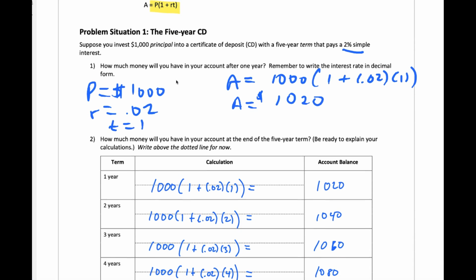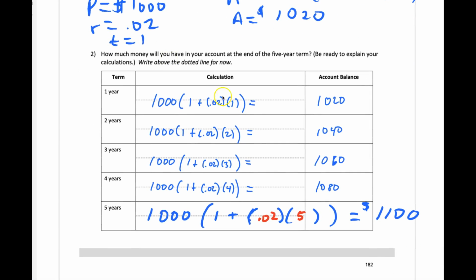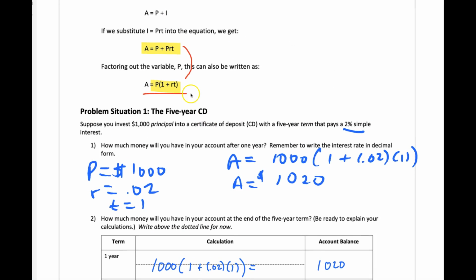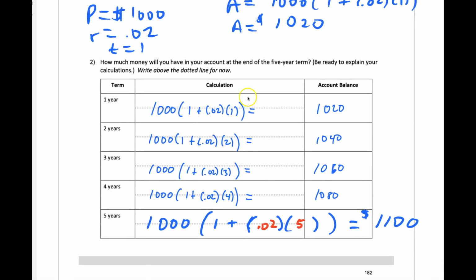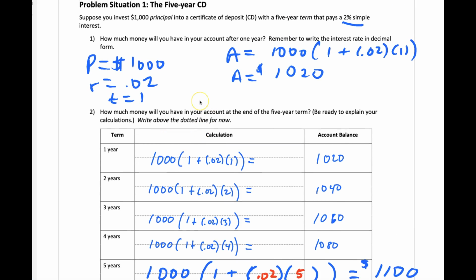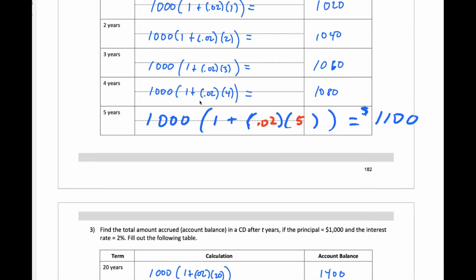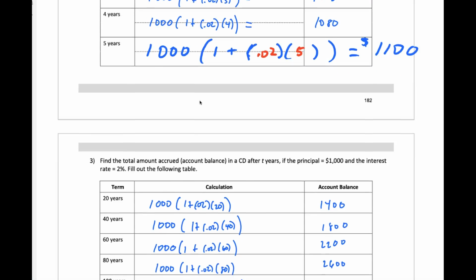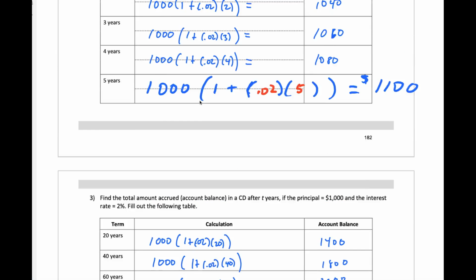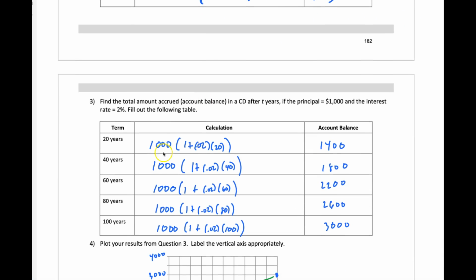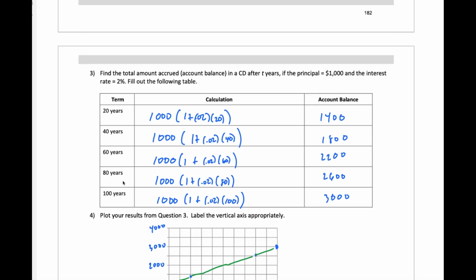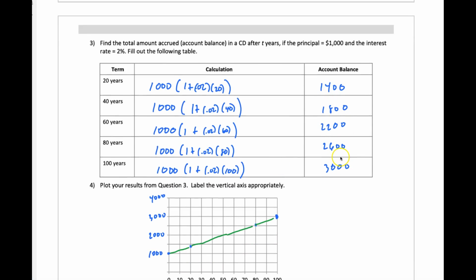And so here's the first problem situation looking at simple interest, 2%, $1,000. And so you can see how this grows. I'm using the A equals P times 1 plus RT equation. And so you can see this is the amount of money in the account after certain years. This is again an example of simple interest. Most banks don't use this type of interest anymore. We'll talk about compound in the video in a little bit. And so looking at this over 1 through 5 years, looking at that same situation for 20, 40, 60, 80, 100 years, you can see the growth here.